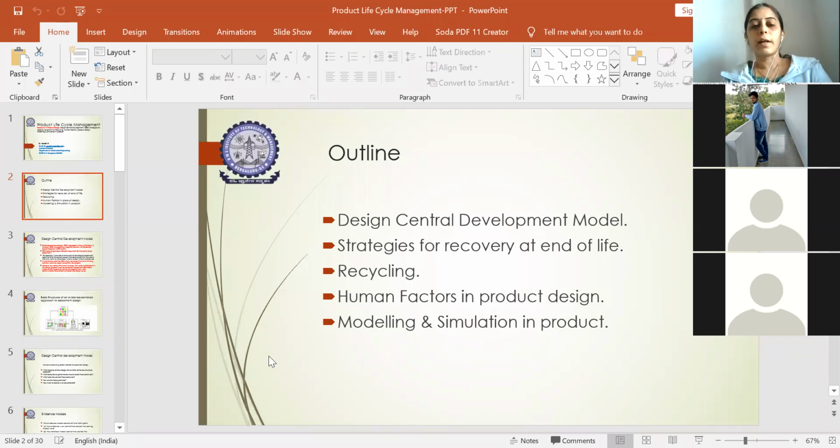So the outline is related to the remaining part of module 2, which will explain the design central development model, what the strategies involved at the recovery stage are, and how recycling happens in a product. Finally, what factors are associated with product design, human factors, and how the modeling and simulation will be done before manufacturing of a product. This is part of module 2, and this completes our module 2.